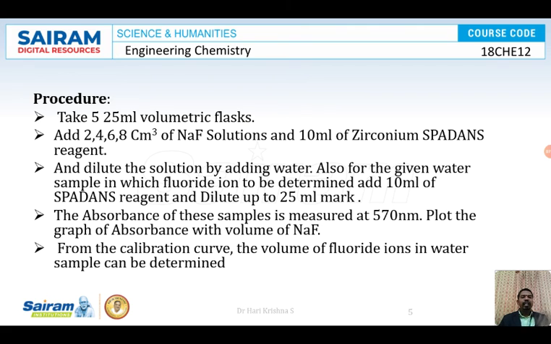Then I am going to take the blank solution. What is the blank solution? Just water and SPADNS reagent. Set the wavelength knob to 570 nanometer and check the absorbance at 570 nanometer. First keep the blank solution and make the absorbance 0. Then take 2 ml, check the absorbance, note it down. 4, check the absorbance and note it down. 6, check and note it down. 8, check and note it down. Now take the test solution, dip it, check the absorbance and note it down.